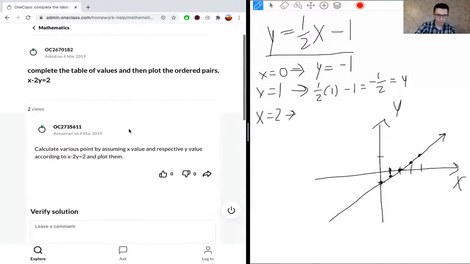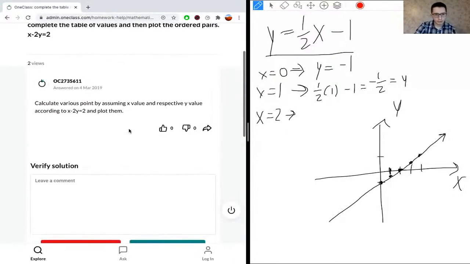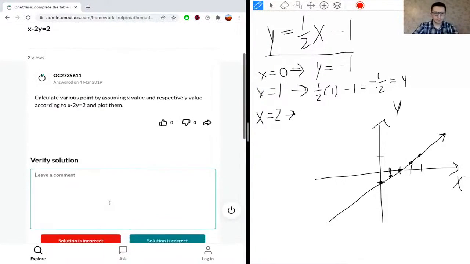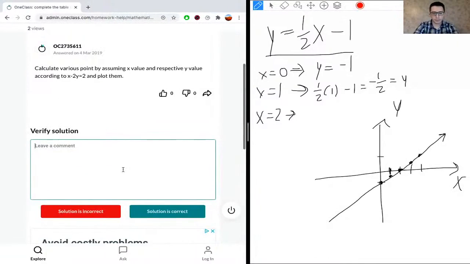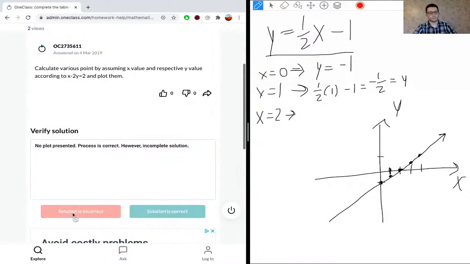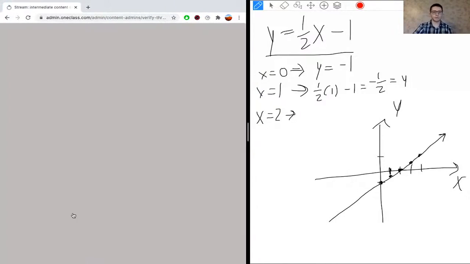Okay, so looking at the answer here: calculate various points by assuming x values and the respective y values according to x, and complete the table of that. There's no plot presented. The process is correct, however it is an incomplete solution. It's not a full solution presented by the student or tutor.